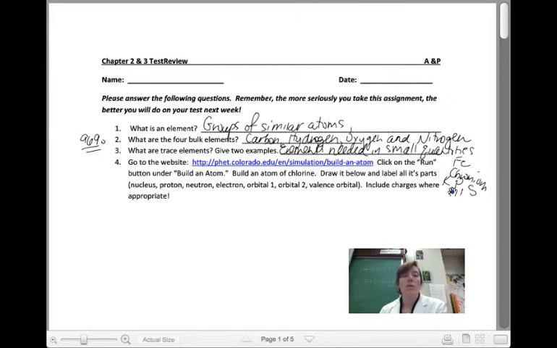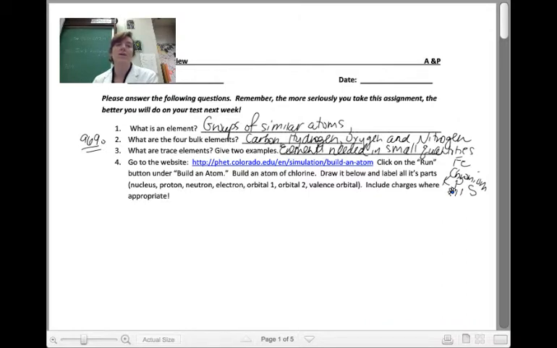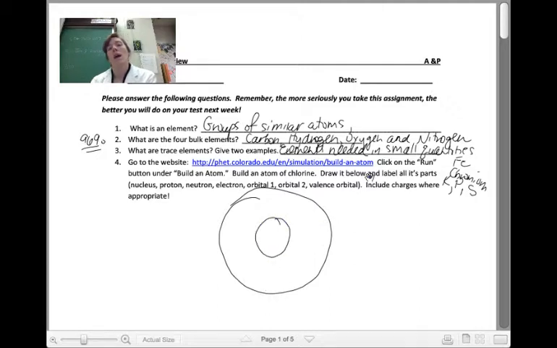The next question, number 4, asks you to go to a website to build an atom and to label all of its parts. So hopefully you did that because that's good practice and that gives you feedback as you build, but we can do that ourselves here. So we're going to build an atom of chlorine. I'm just going to draw a nucleus in here. And we know that chlorine has the atomic number 17.